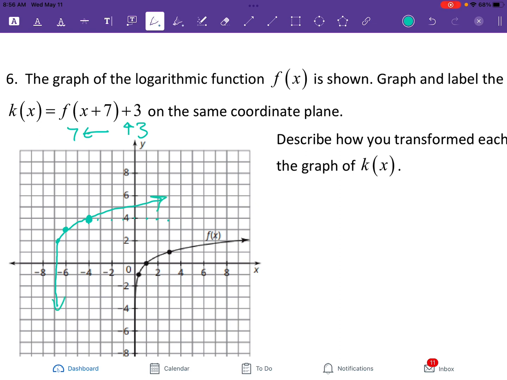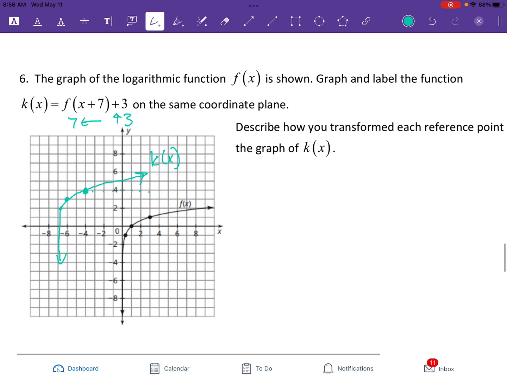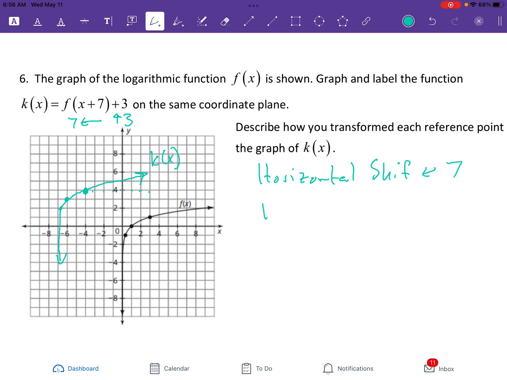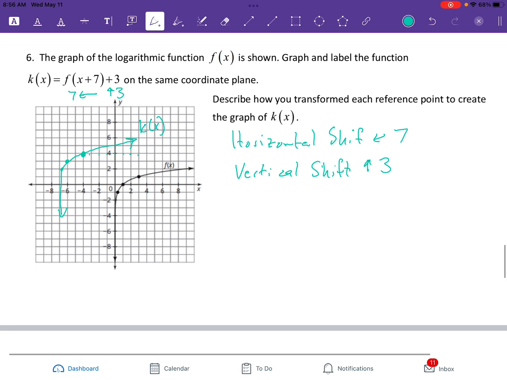Okay, and again, everything moved with the graph, even the asymptotes. All right, our new graph is again called k of x, so we're going to label it. And then we're going to figure out what the transformations were. We had a horizontal shift to the left by 7. We had a vertical shift up by 3.